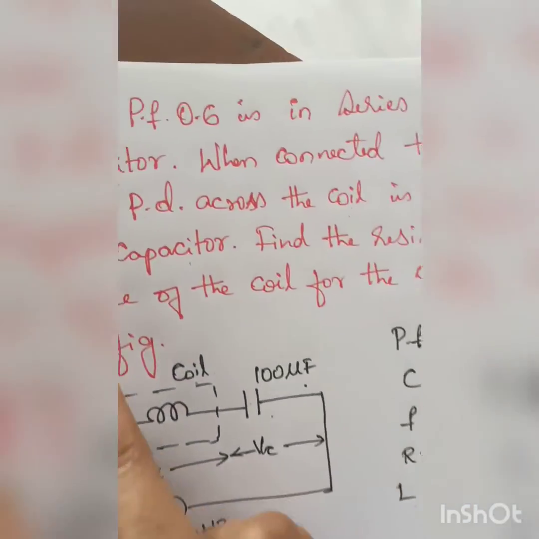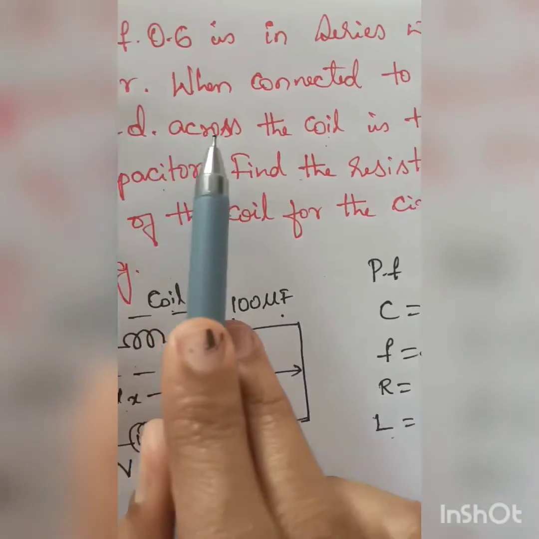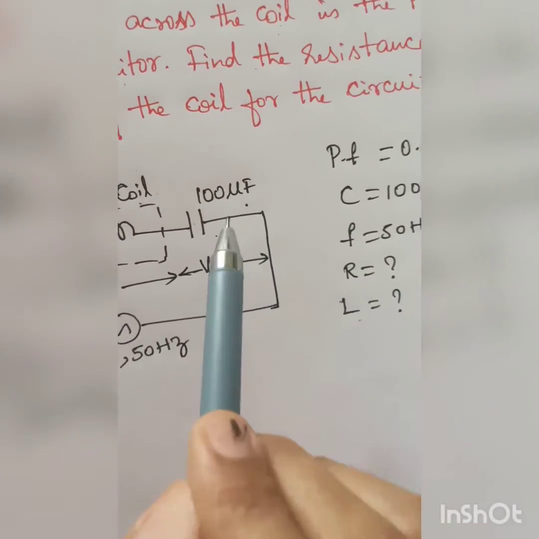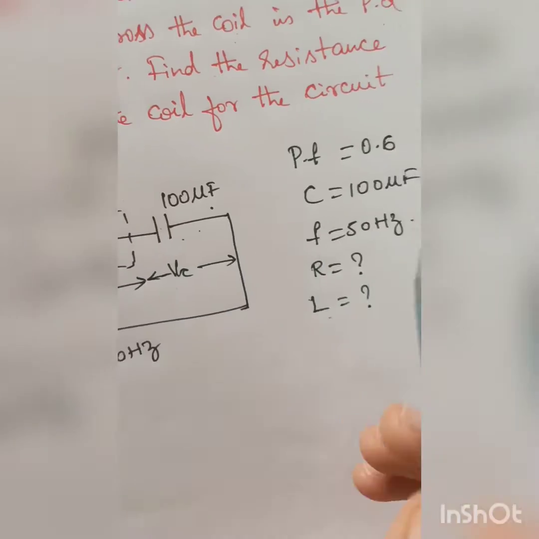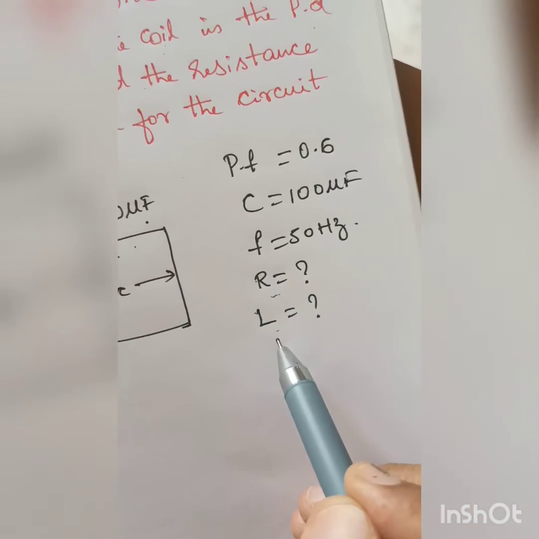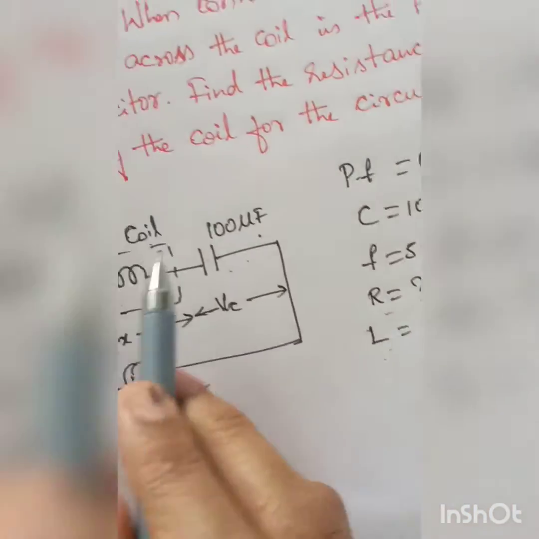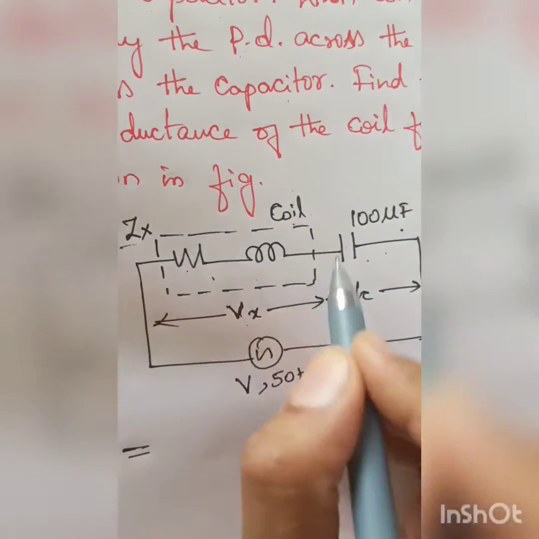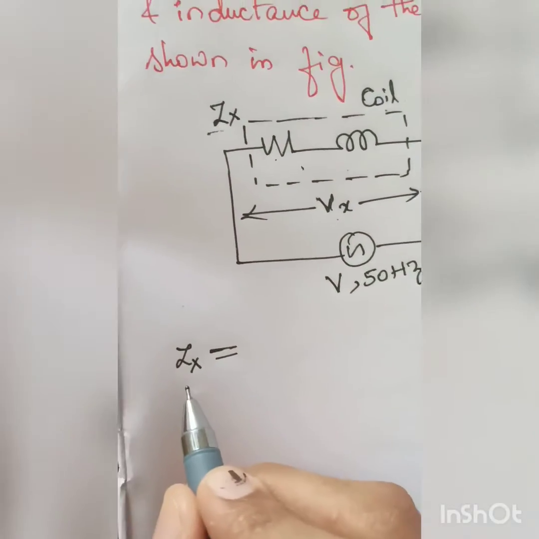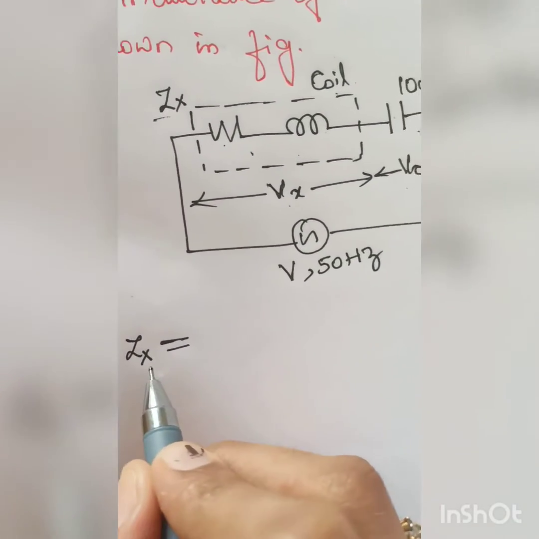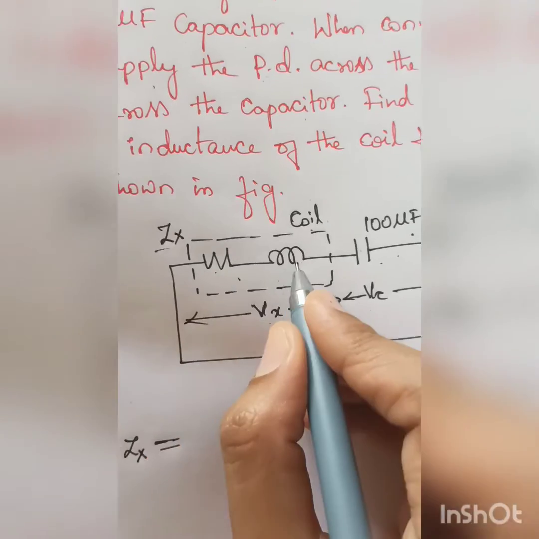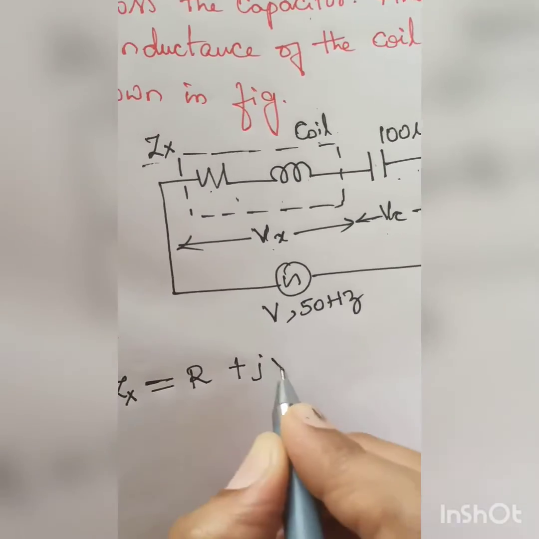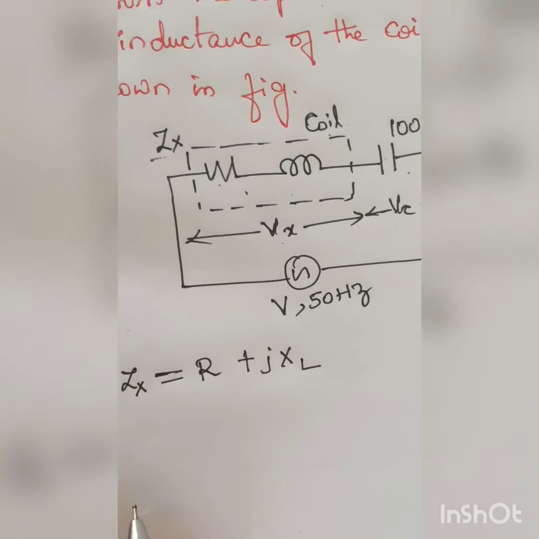So in the given problem they are also telling that the power dissipation across this coil is the same as the power dissipation across the capacitor. So here, in order to find out R and L, let us start with the impedance of this coil. Let me call the impedance of this coil Zx. So the impedance of the coil consists of the resistor and the inductance. That's why I am writing R plus jXL. You all know this equation.